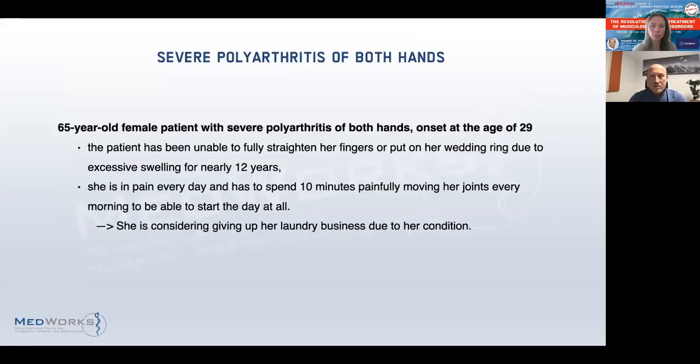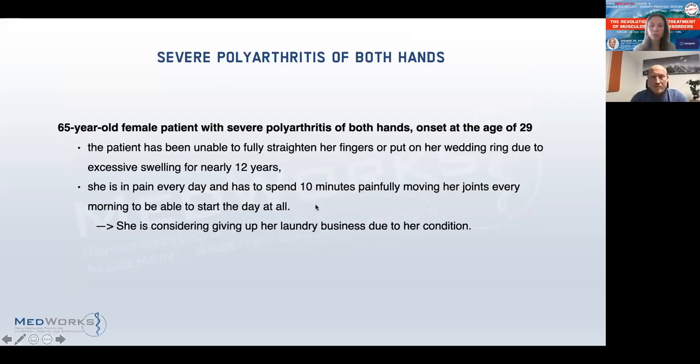And I show you 2 more patients. This is a 65-year-old female patient with a very severe polyarthritis. You will see the picture in a second. She was suffering from polyarthritis from the age of 29, the same as her mother. So I think she got it from her mother.